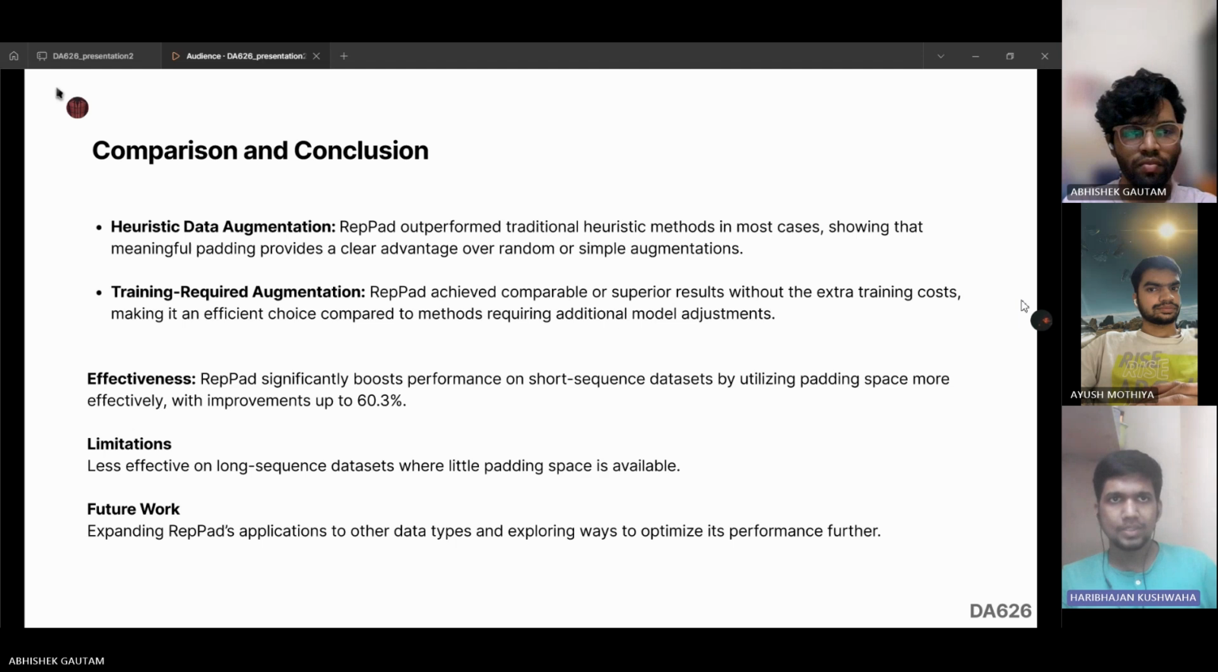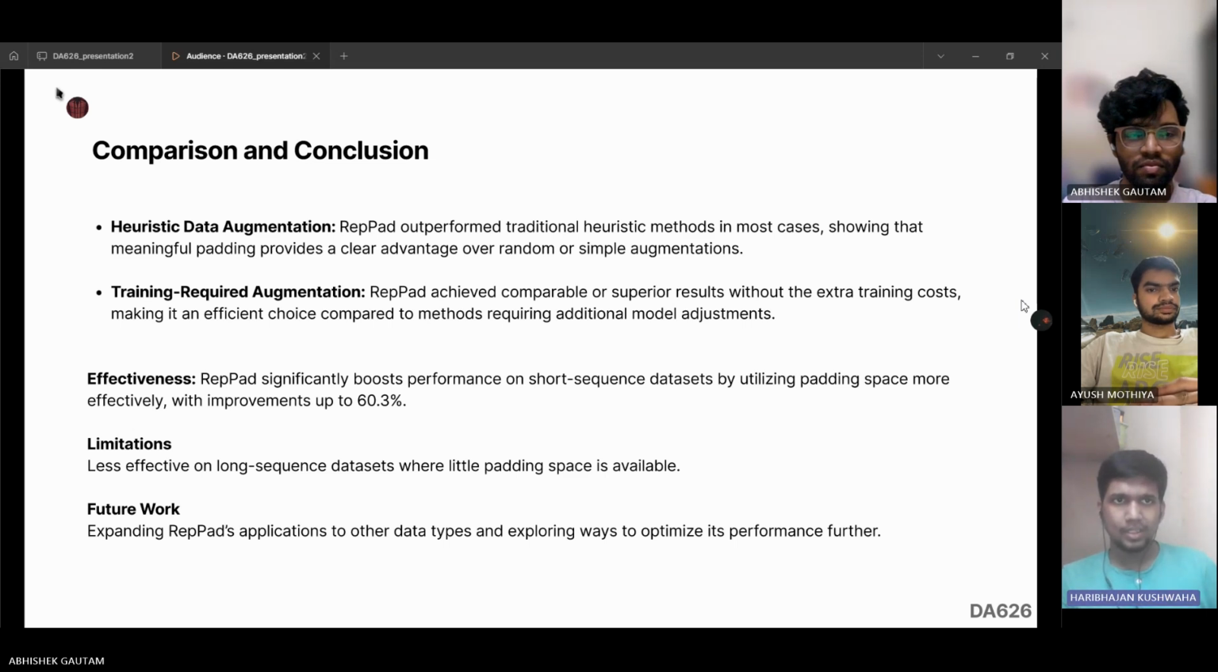RepPad has shown impressive results, particularly on short sequence datasets, where it was able to boost performance by up to 60.3%. By utilizing the available padding space more effectively, it ensures that even sections of the input that would otherwise be wasted are used to improve model performance. However, RepPad is less effective on long sequence datasets, such as those with extensive user histories. In these cases, the padding space is minimal, limiting the impact of the technique. This underscores the importance of considering sequence length when applying RepPad, as it works best in scenarios where padding space can be leveraged for additional learning.